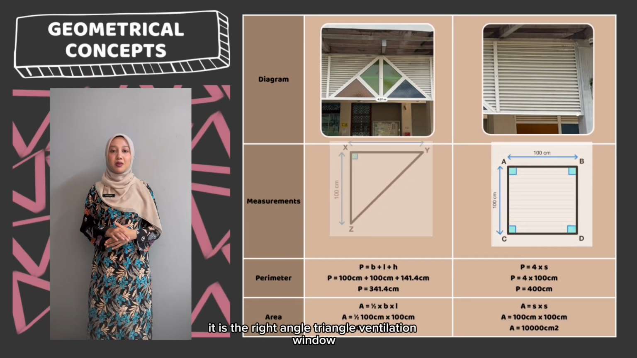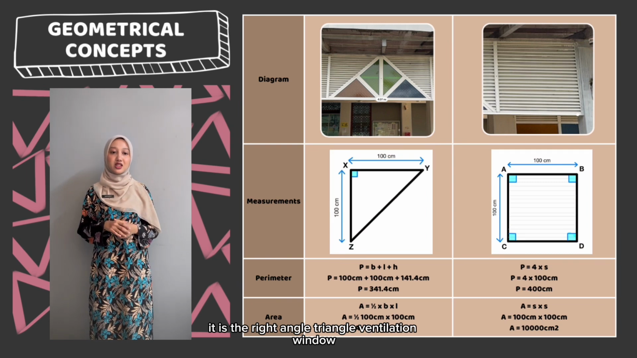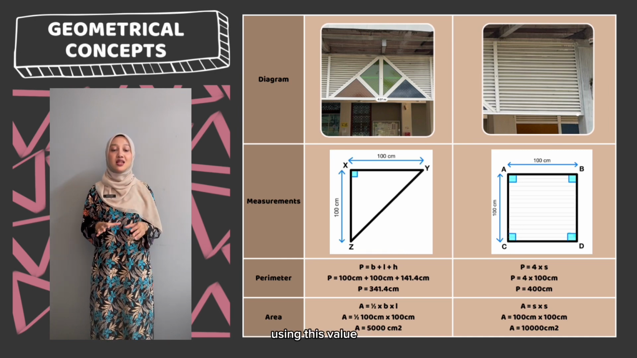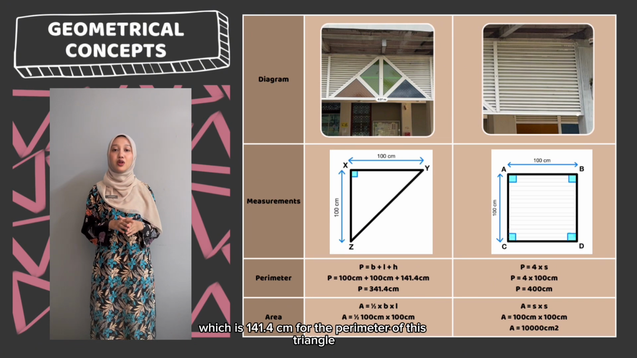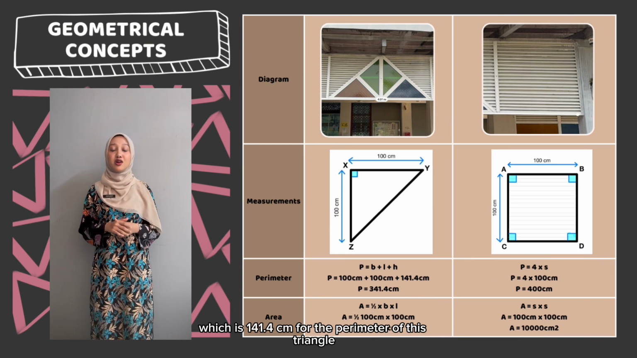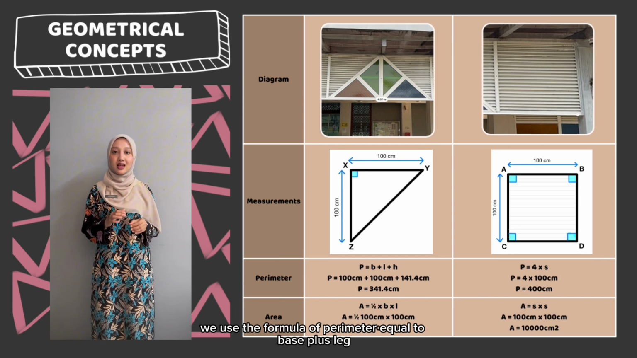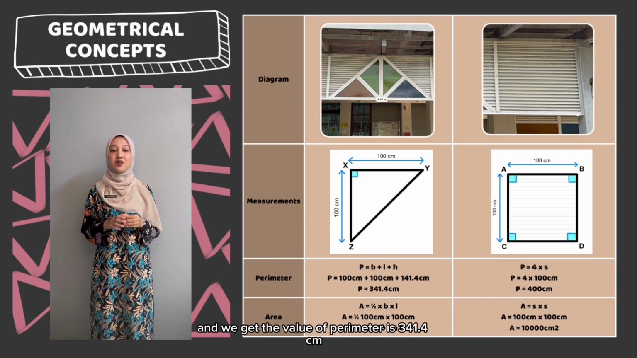For the third shape, it is the right angle triangle ventilation window. For the measurement of this triangle, we get that the base is 100 cm and the length is also 100 cm. Using this value, we calculate the hypotenuse of this triangle, which is 141.4 cm. For the perimeter of this triangle, we use the formula of perimeter equal to base plus length plus hypotenuse, and we get the value of perimeter is 341.4 cm.